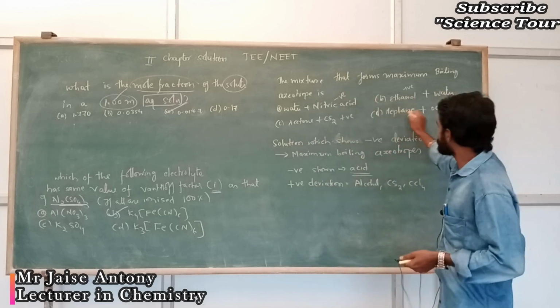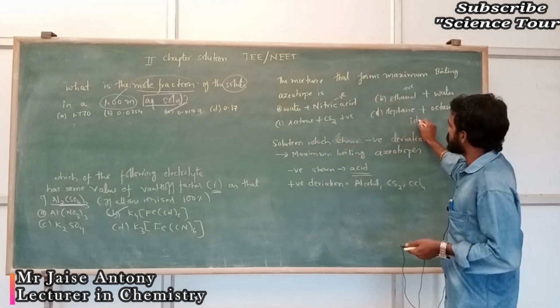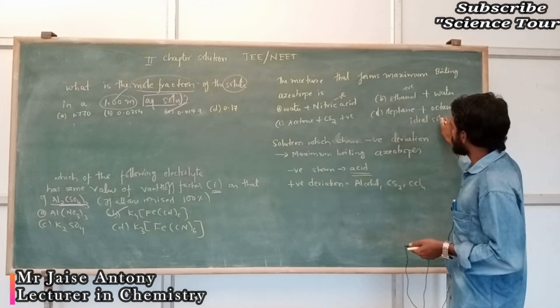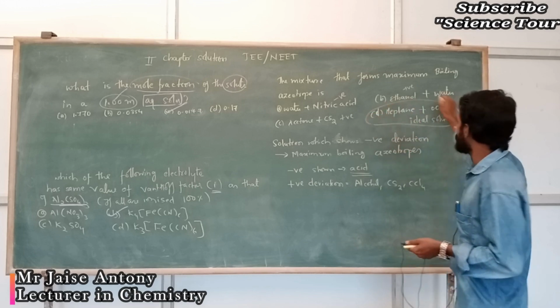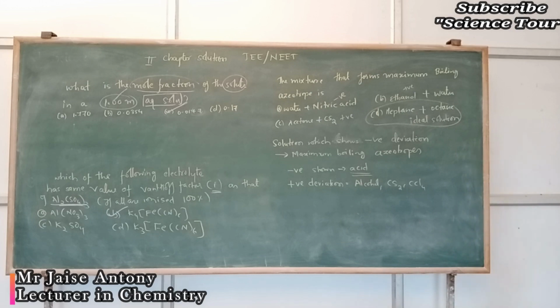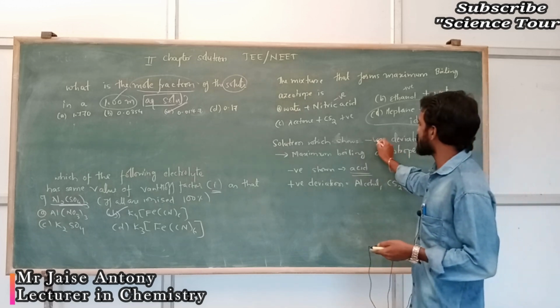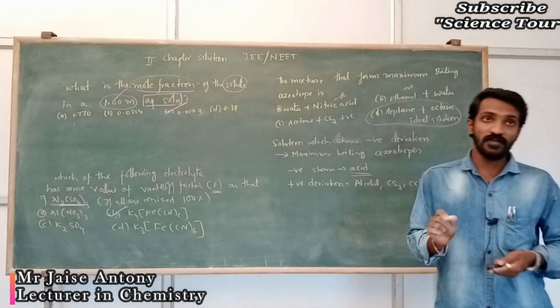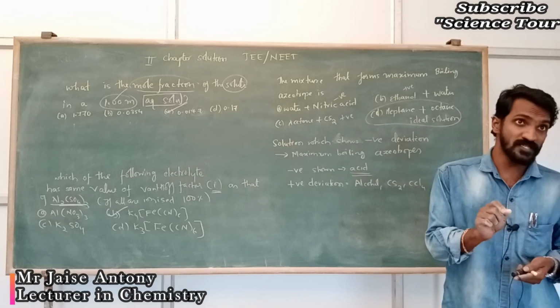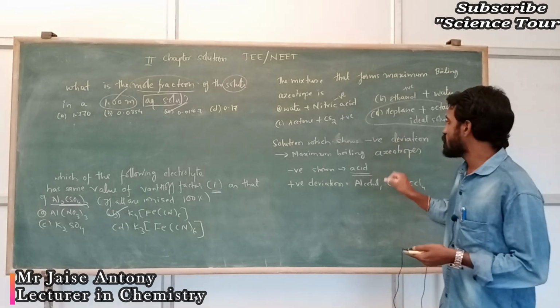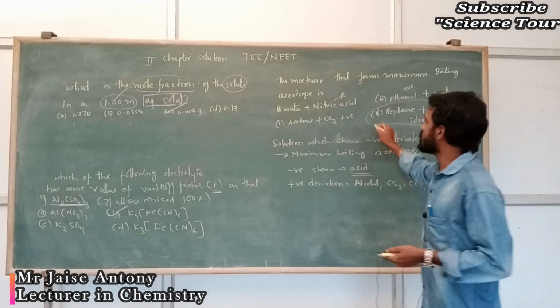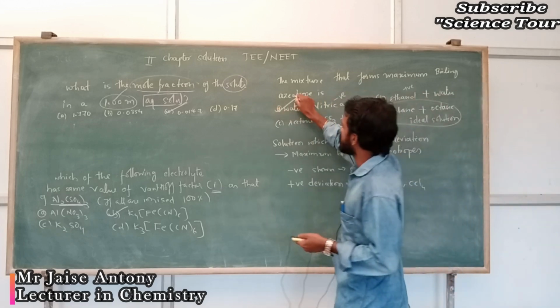Here heptane and octane is an ideal solution, which does not show any negative or positive deviation. So what is the answer? For the mixture that forms maximum boiling point, it is the one which shows negative deviation. Minimum boiling point is the one which shows positive deviation. Note down these points: maximum boiling point is shown by negative deviation. That means answer A is correct.